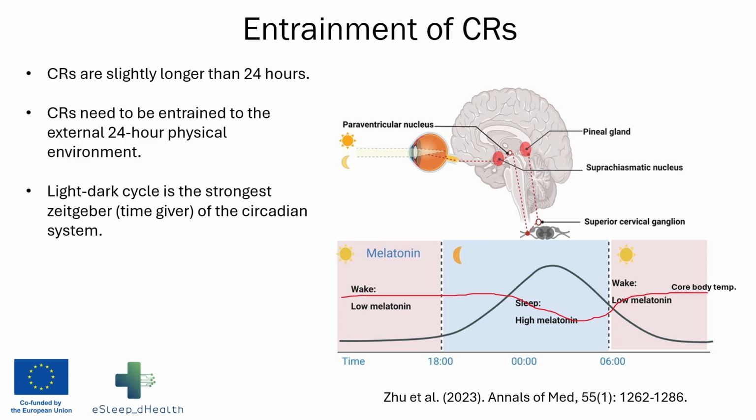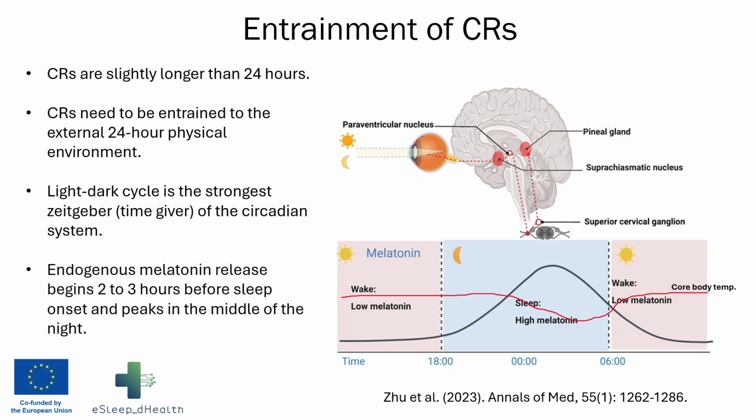The suprachiasmatic nucleus also receives internal signals from the pineal gland via the nocturnal release of melatonin. So endogenous melatonin release begins about 2 to 3 hours before sleep onset and peaks in the middle of the night, and that can be seen in the figure on the right. So light exposure can actually suppress melatonin release, by the way. So that's why when people are exposed to too much light at night, melatonin release goes down. So they're kind of almost opposites in terms of their way of regulating the circadian rhythm.